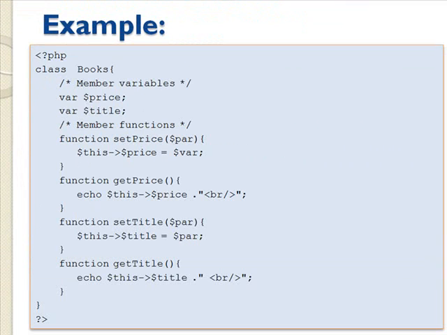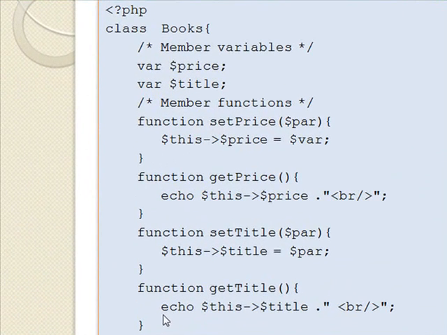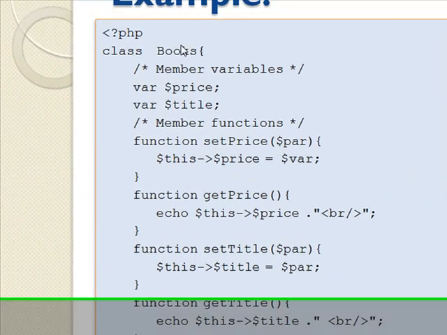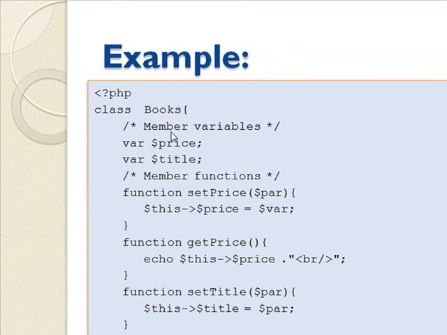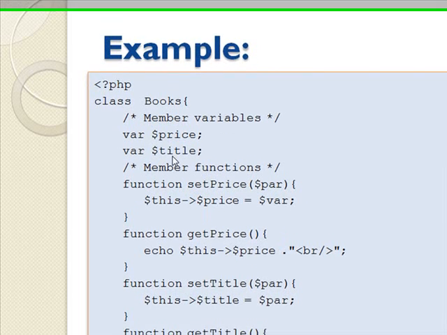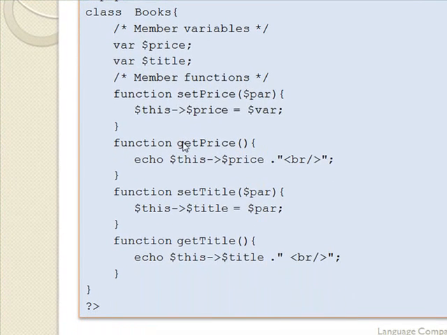Here is an example which defines a class of book type. Inside the PHP tag, we implement the PHP class. This is the class keyword and this is the class name. You can see here we are declaring variables with var, starting with the $ mark. One variable name is price, and another variable is title. Here you can see four functions: set price, get price, set title and get title.